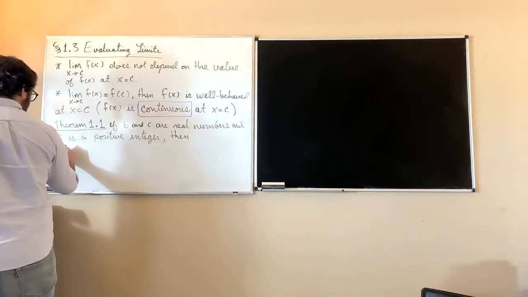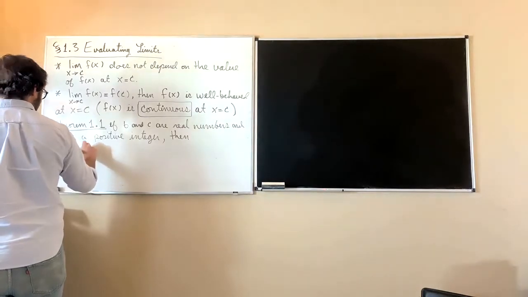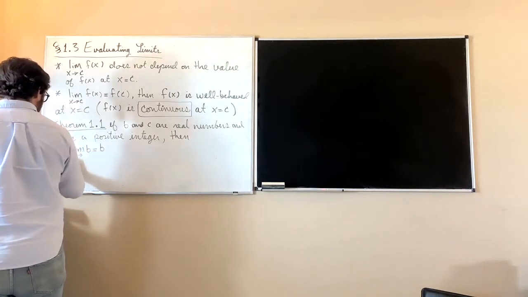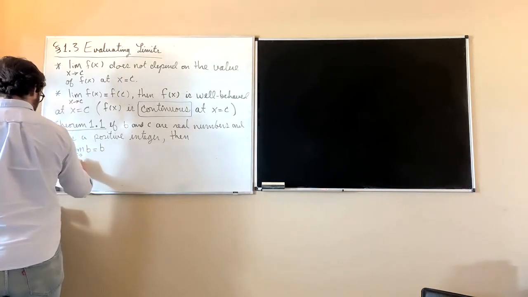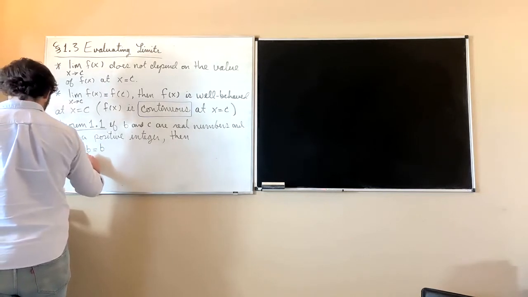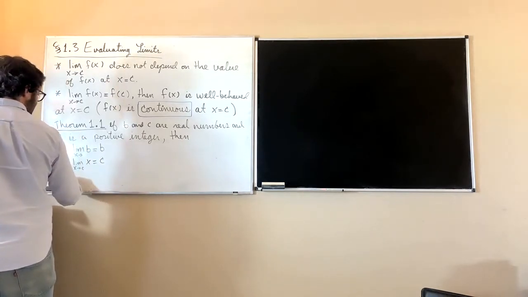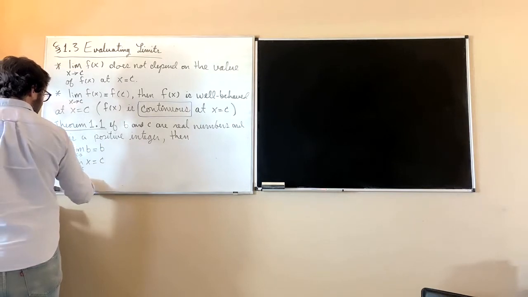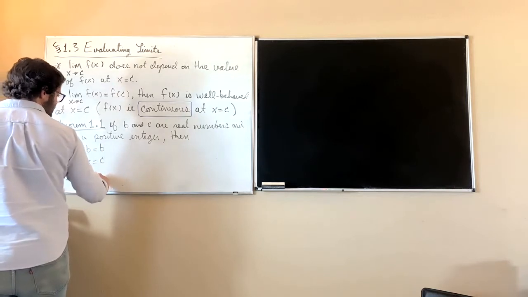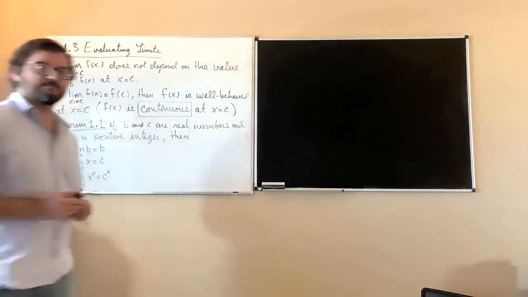We have part one, the limit as x approaches c of the constant function b is equal to b. Part two, the limit as x approaches c of x is equal to c. And then part three, the limit as x approaches c of x to the power n is equal to c to the power n.